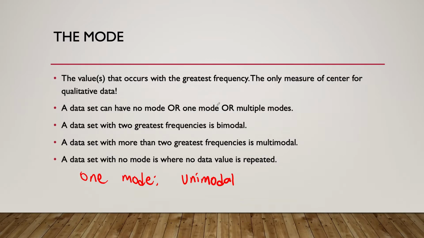The mode is the value or values that occur with the greatest frequency. It's the only measure of center for qualitative data. You could have no mode, or one mode, or multiple modes. A dataset with two greatest frequencies is bimodal. A dataset with more than two greatest frequencies is multimodal, but by that point you're starting to lose the center because it's not a typical data value. A dataset with no mode is where no data value is repeated, and one mode is called unimodal.